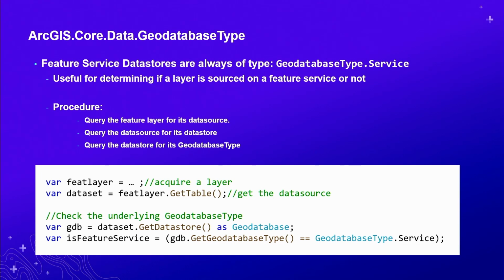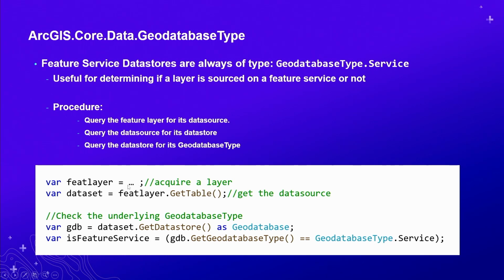Okay, so given that you may have some content in your TOC, how do you determine which feature layers are sourced on feature service data stores? And the answer is you can use the corresponding geodatabase type. How do you access the geodatabase type? You query the feature layer for its data source, you query the data source for its data store, and then you query the data store for its corresponding geodatabase type. And that's what I've shown in this snippet here.